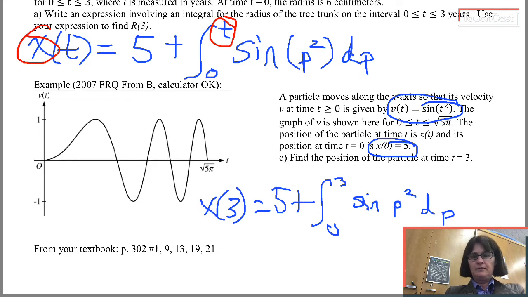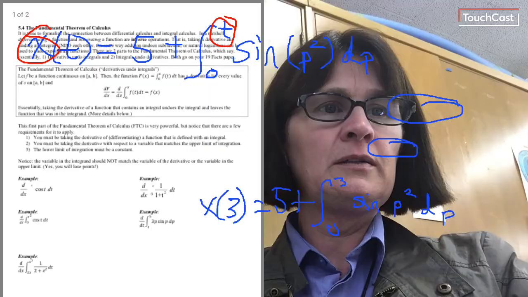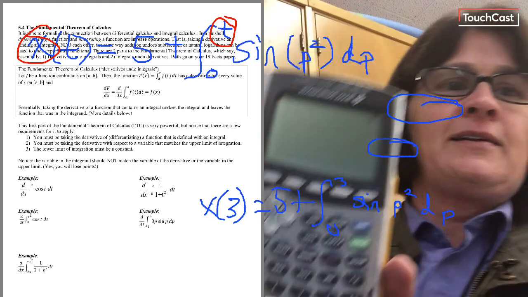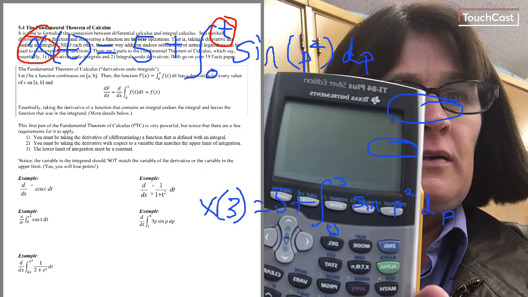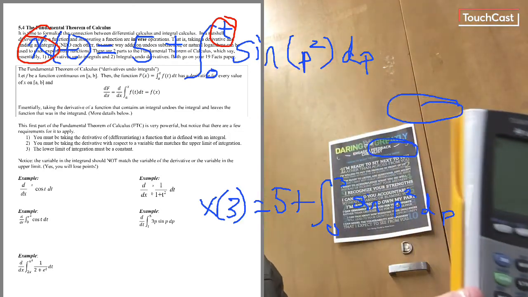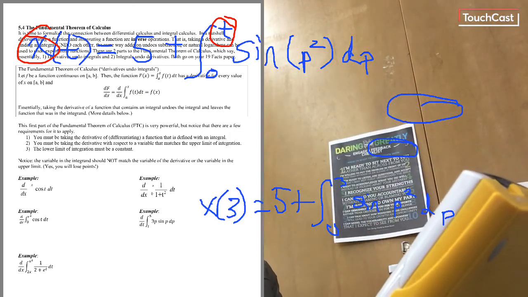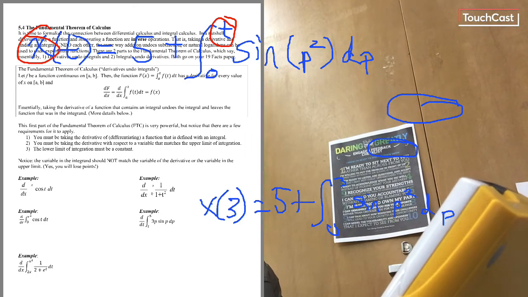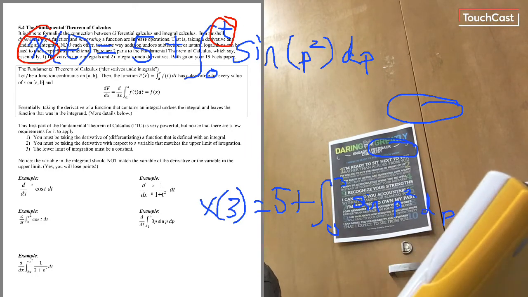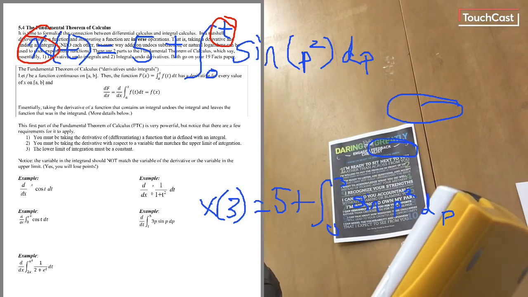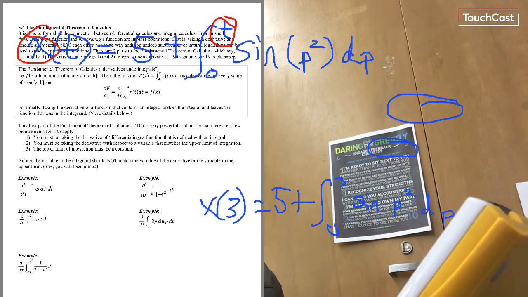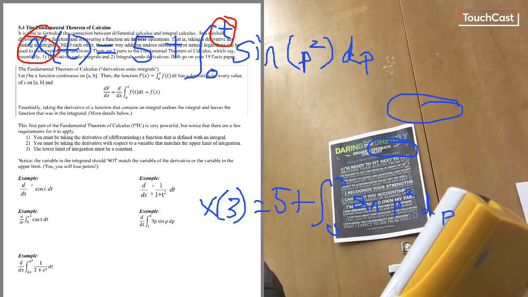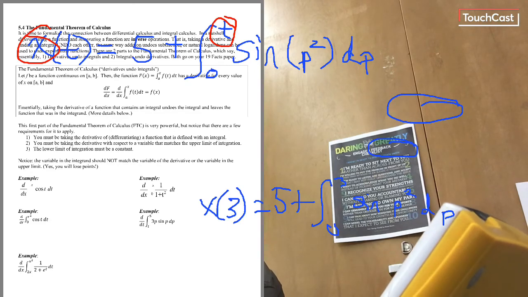There we go. Clear out the last one. Let's do this. There we go. This is going to be 5 plus the integral from 0 to 3 of sine of x squared dx.